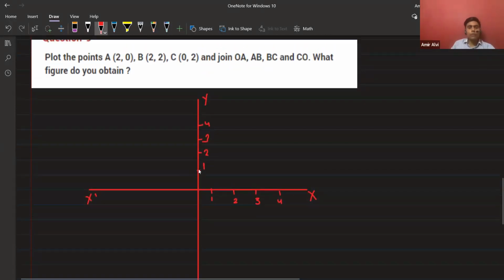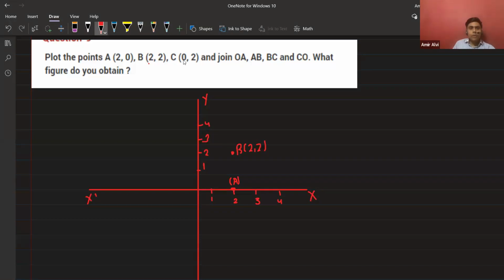Now Simran, A is the point 2, 0. Where should it lie? On the x-axis, since the y value is 0, so this is the point A. Next, 2, 2. The x value is 2, which is already here, and the ordinate y is 2, so this will be the point B.